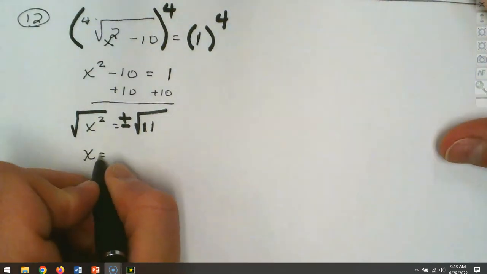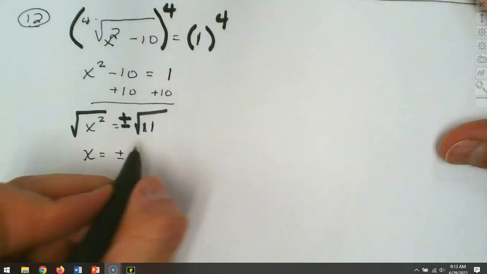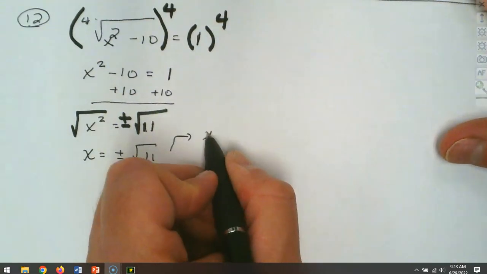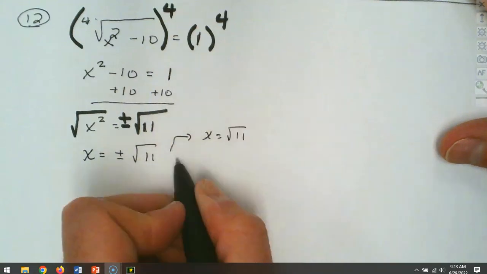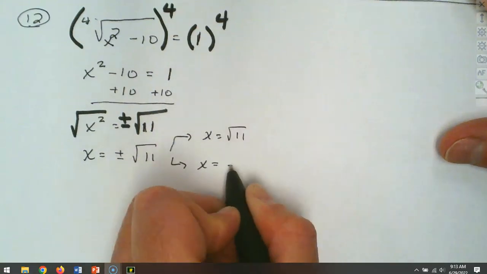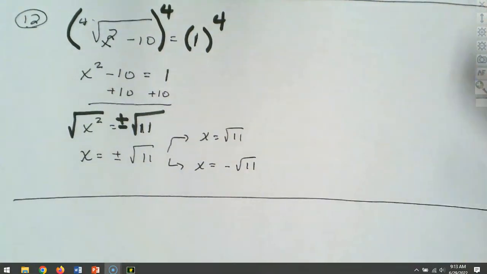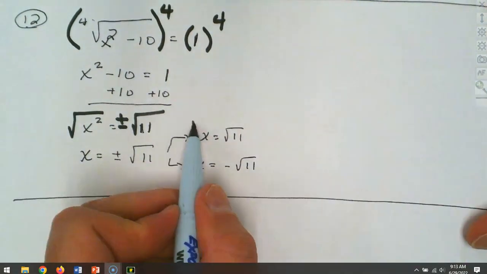So that leaves me then with x equals plus or minus the square root of 11, which is then x equals the square root of 11. And x also can equal negative square root of 11. So those are your two solutions for question 12.